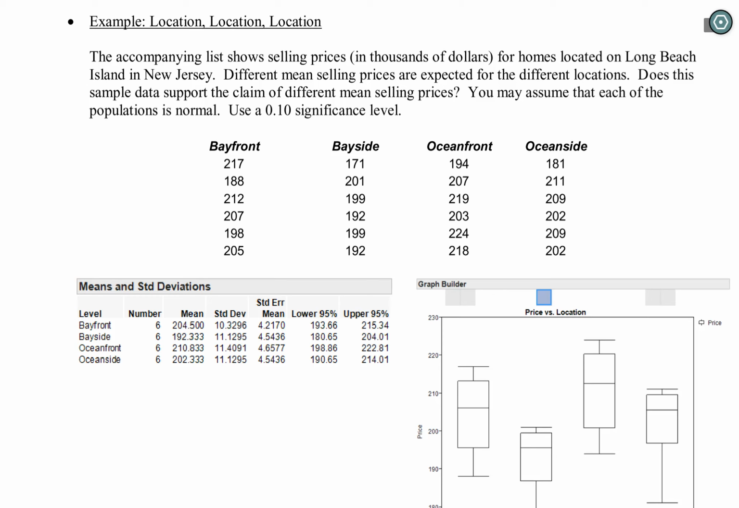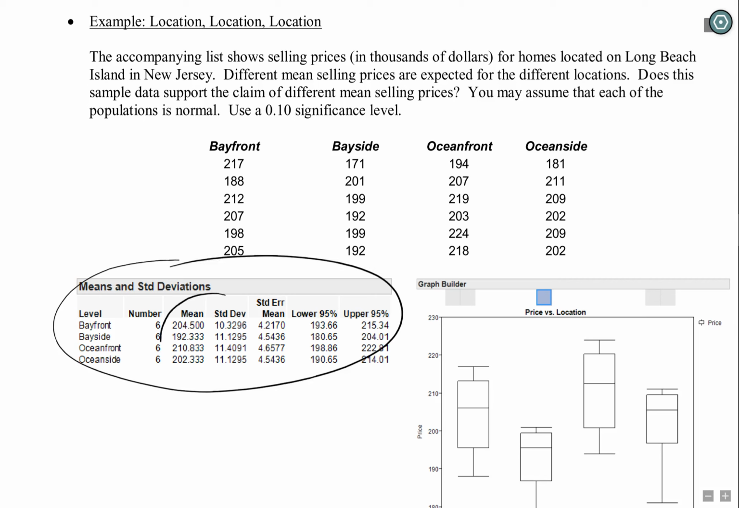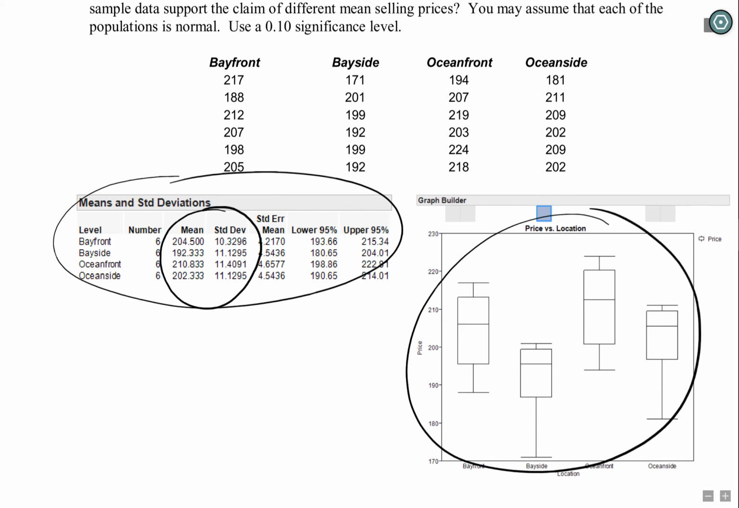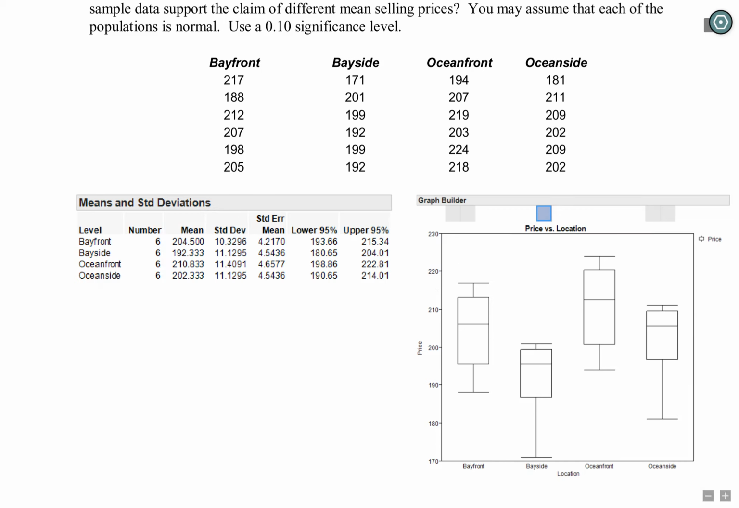And so we had 6 data points per location. Let me focus on this. This is the sample means and the respective sample standard deviations of those 4 data sets, and then here's the box plots for the 4 data sets. And when you look at them, it suggests that there's a difference in the population means, but we want to test that formally, and that's what this module is about.